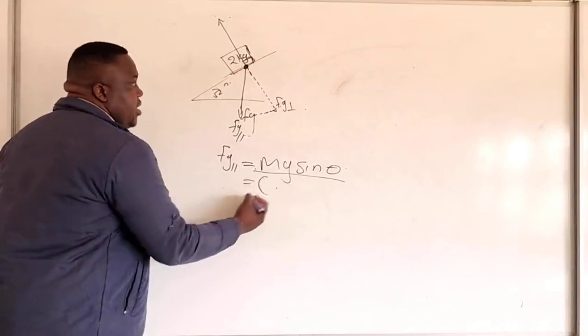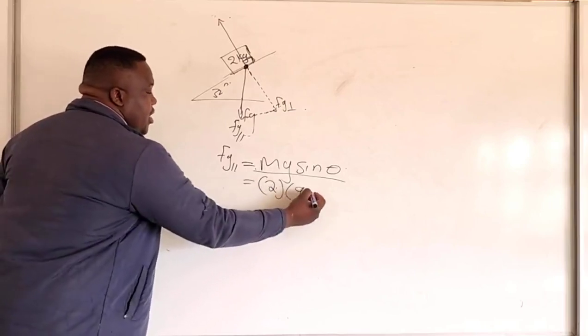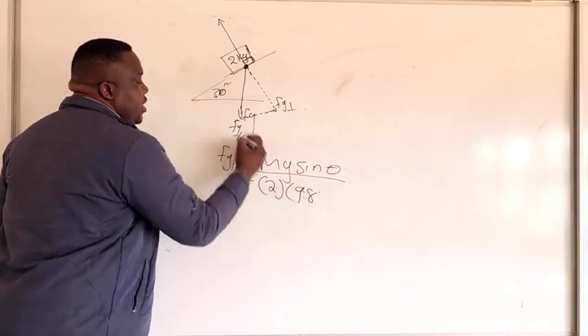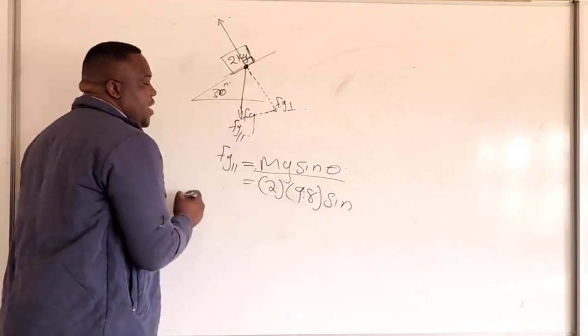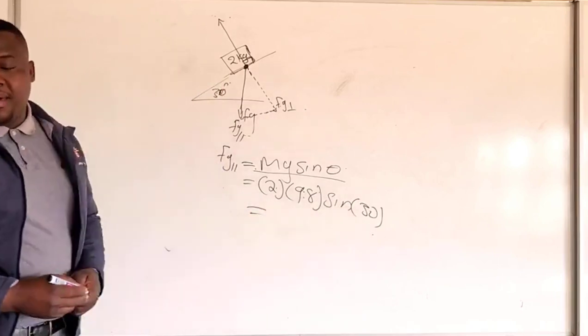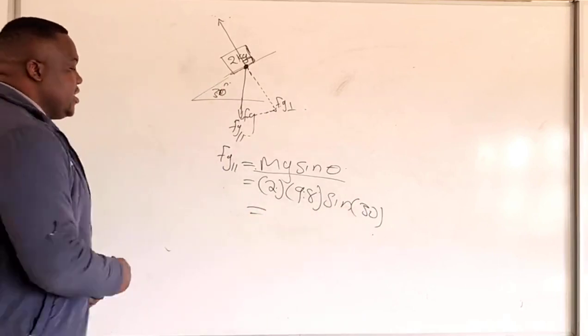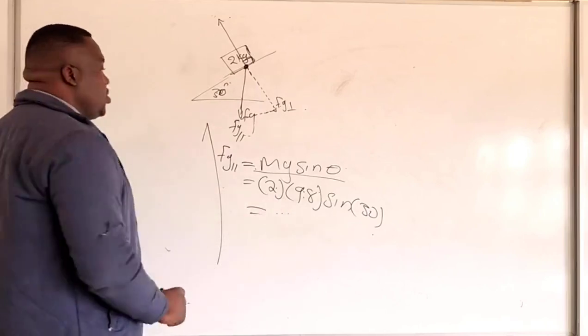Then I'm going to say the mass, which is 2, gravitational acceleration 9.8. Then the angle of the incline is 80. Then I'm going to get my solution like that, which you may write here.